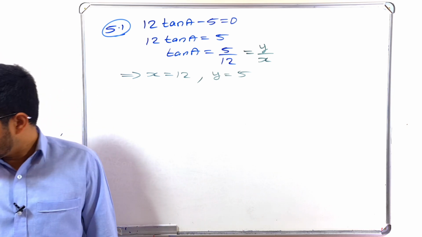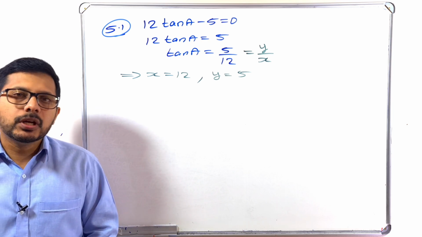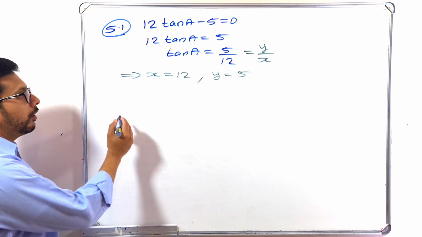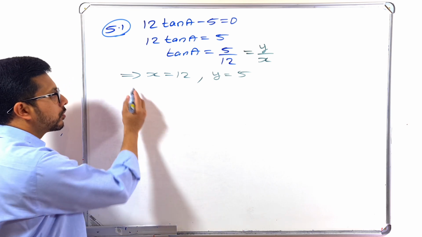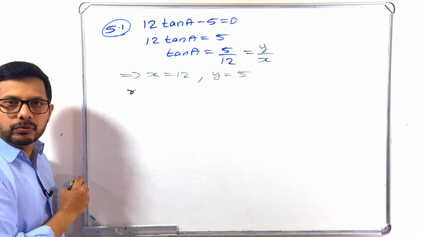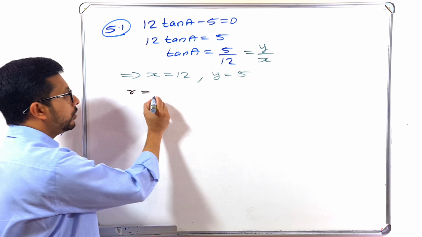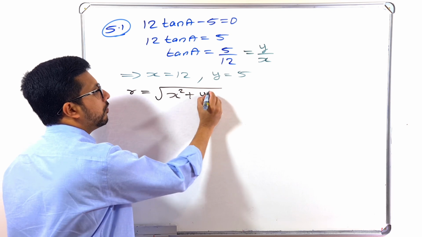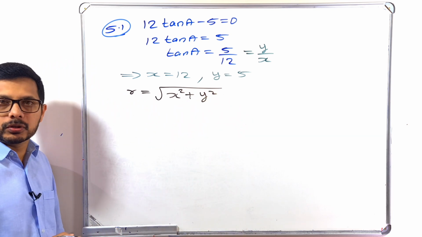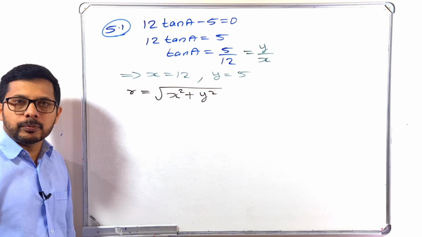So which one is missing there? There is no r there, the hypotenuse. Am I right? So we have to find the value of r. So what is the formula to find the value of r? That you have to know: root of x square plus y square. This is the Pythagoras theorem. Do you remember that one? So r is equal to root of x square plus y square.